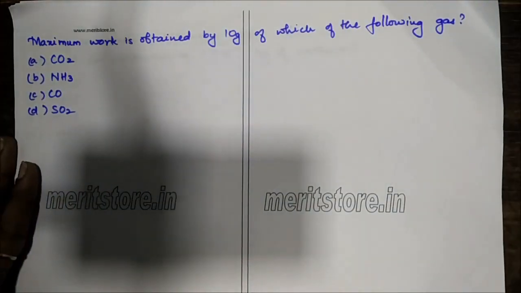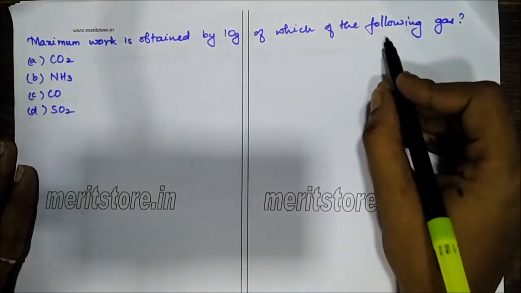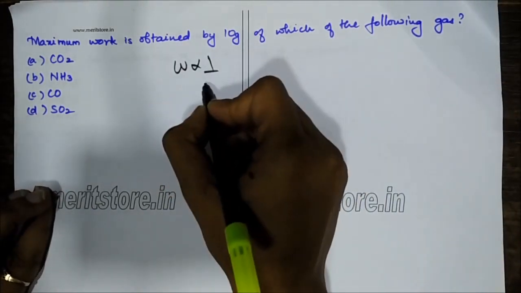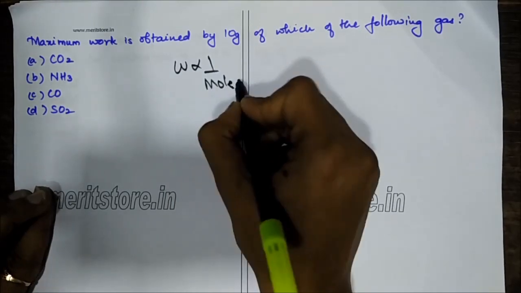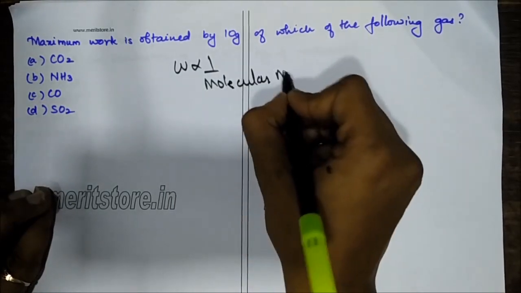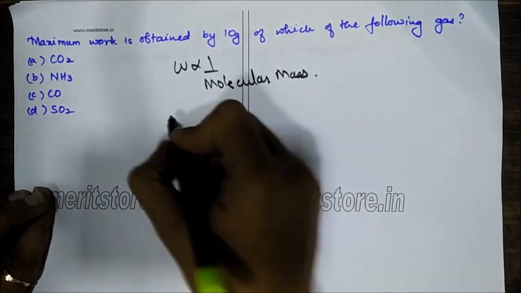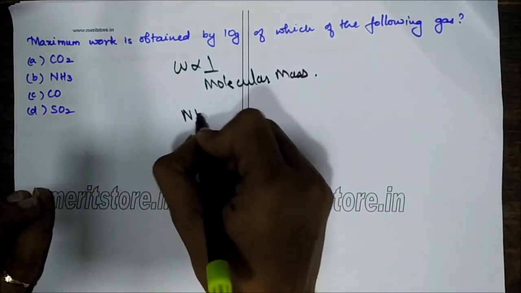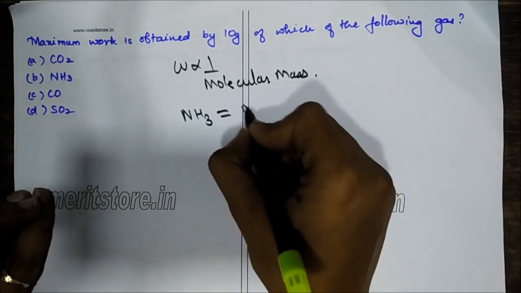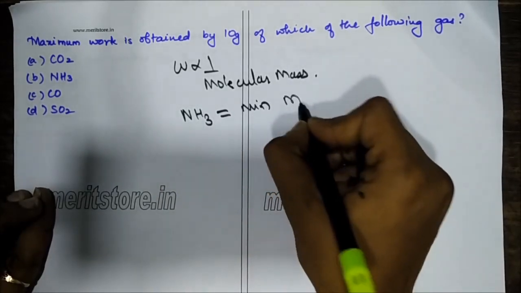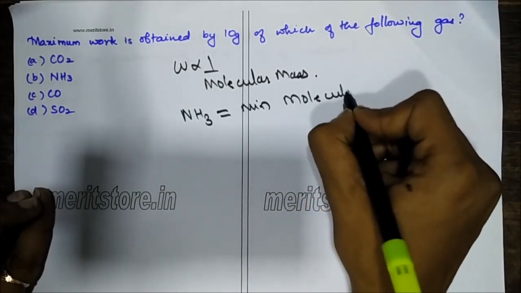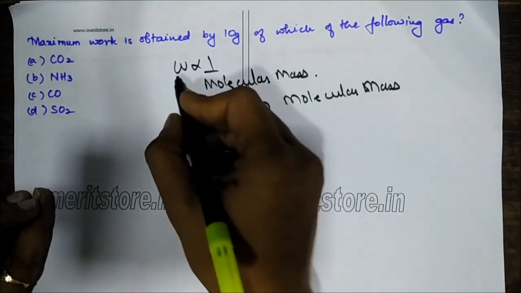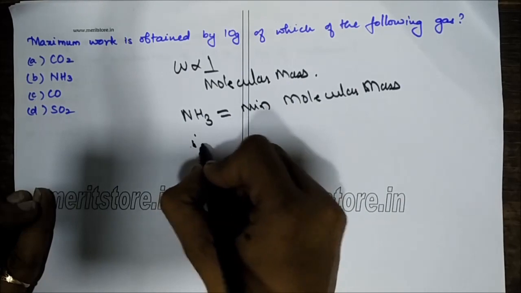Maximum work is obtained by 10 gram of which of the following gases? Now remember, work done is inversely proportional to molecular mass. So the molecular mass has to be minimum. Then NH3 would be having minimum molecular mass, so that the work done is maximum.